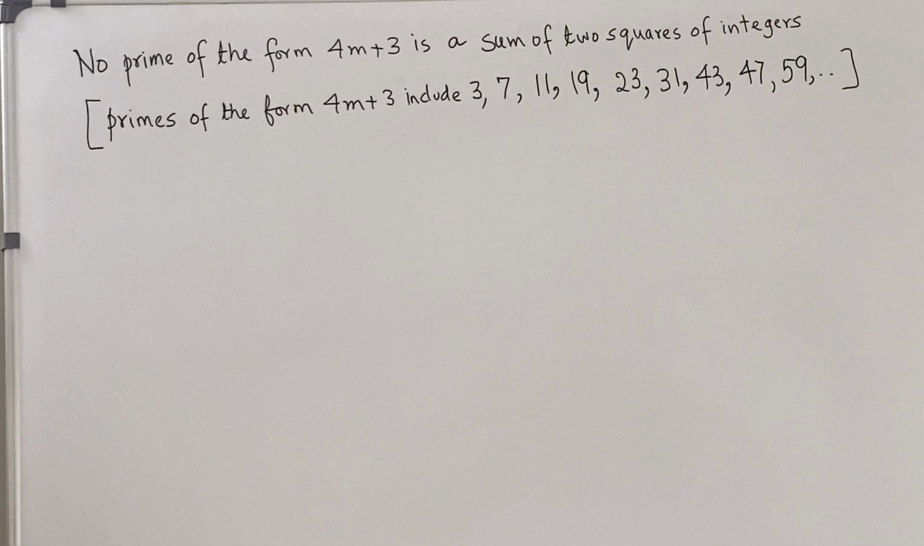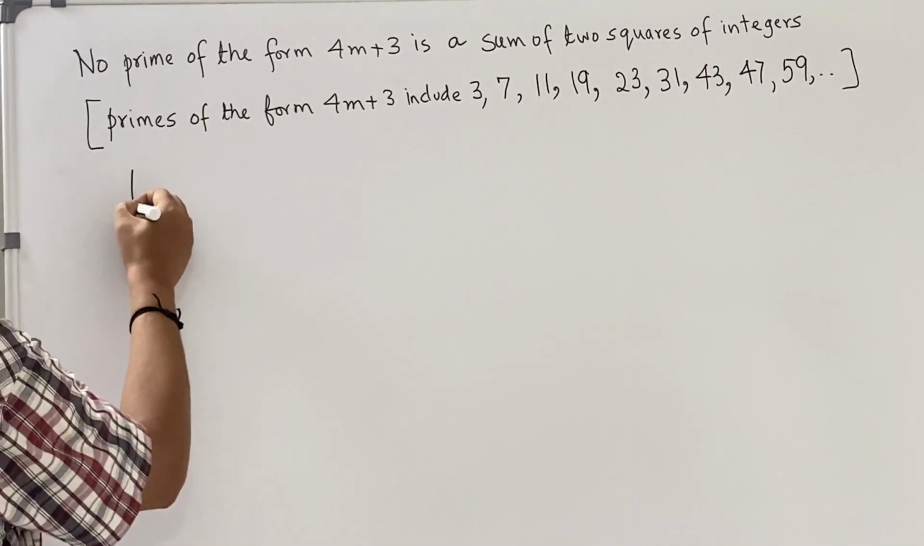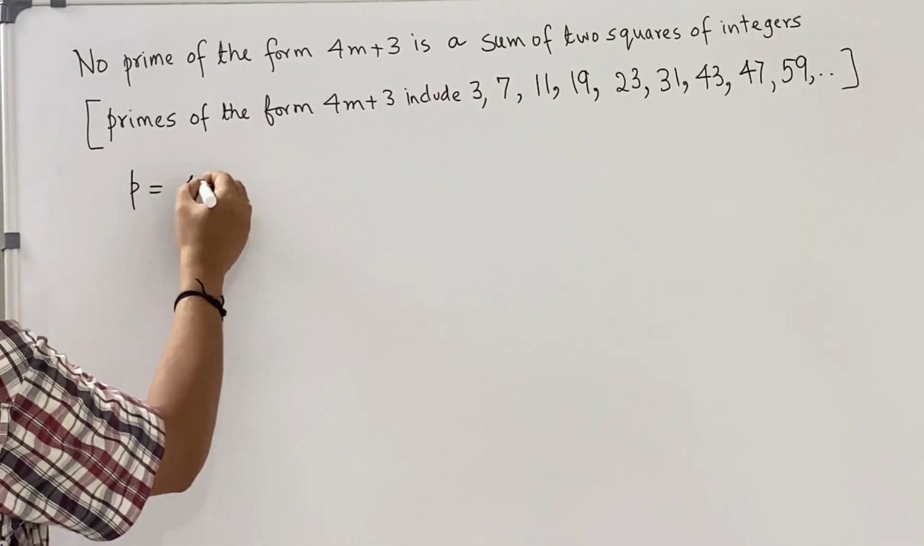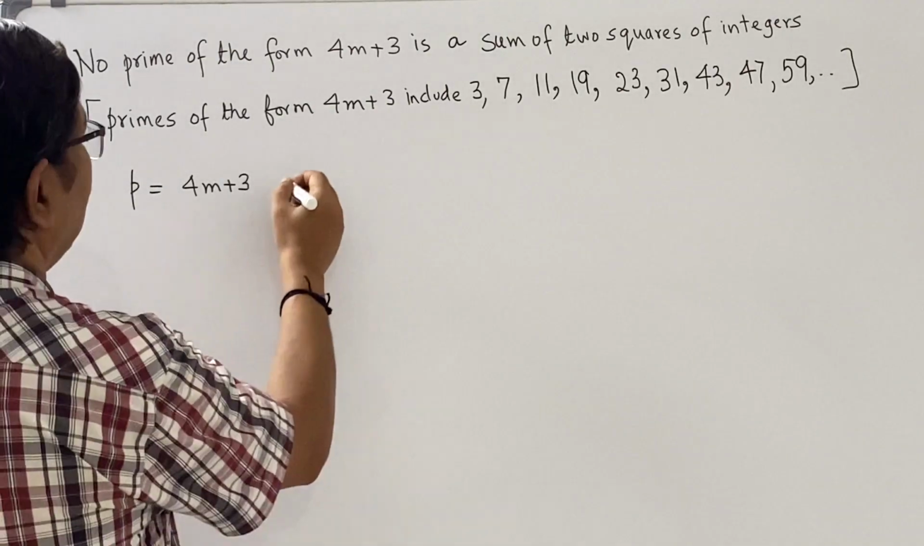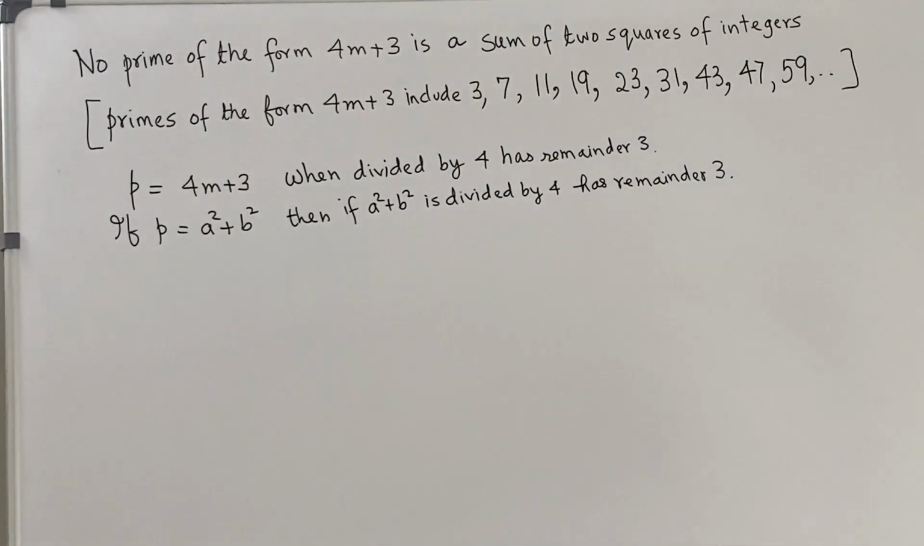Now, how do you prove this result? Note that if p is prime of the form 4m plus 3, if it is divided by 4, then the remainder is 3. So now if p is equal to a square plus b square, then we would expect that if a square plus b square is divided by 4, then it would also have a remainder 3.